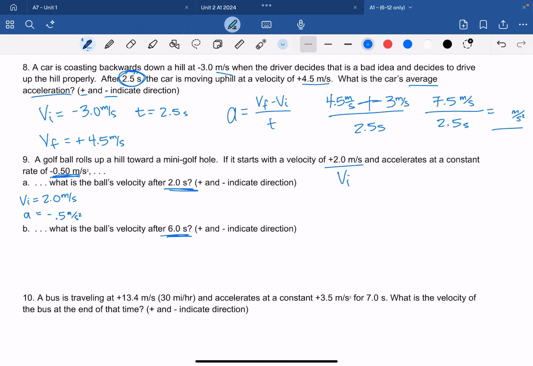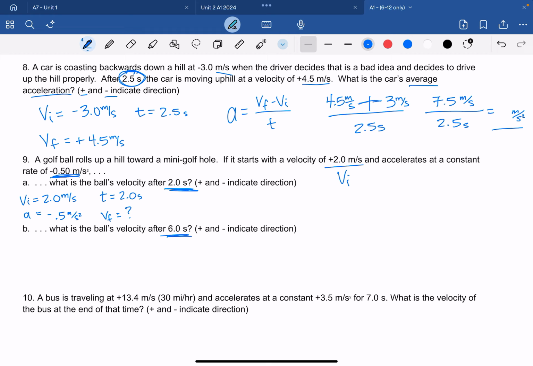And what we don't know is, it's saying, what's the ball's velocity after 2 seconds? Well, that means that our time here is going to be 2 seconds, or 2.0 seconds. And technically, since we're wanting to know what it is after the 2 seconds, our unknown is our final velocity. What is our final velocity after 2 seconds? That's the question. And then problem B is going to be set up almost identical, except your time is then going to be 6 seconds, but everything else would be the same.